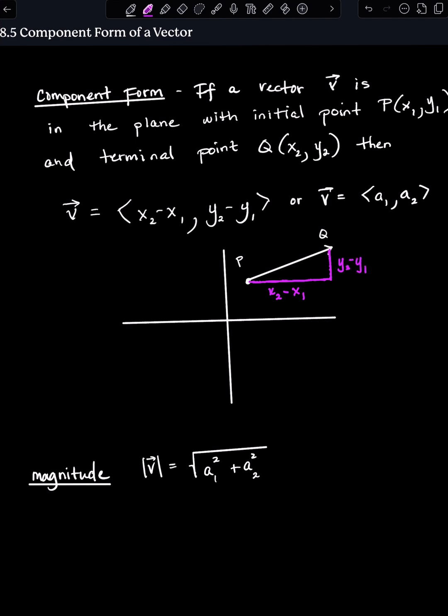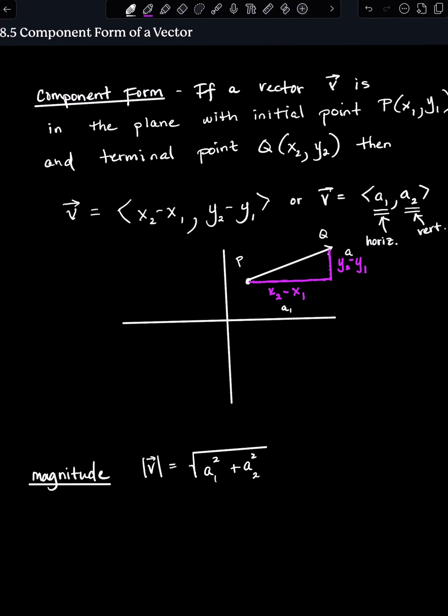Now notice that I have A1 and A2 written here. That's just the book notation. Also, I don't want to be writing x2 minus x1, y2 minus y1 every time. So understand that this is the notation the book uses, and that A1 is our horizontal component, or the change in x. A2 is our vertical component, or our change in y. Alright, so this is A1, A2.